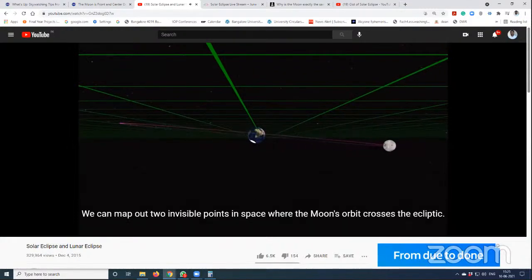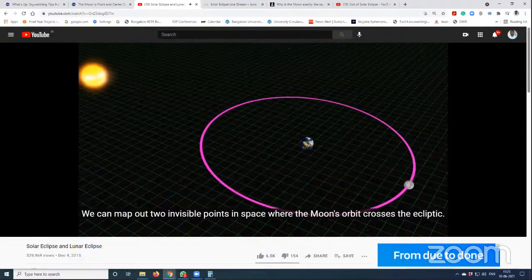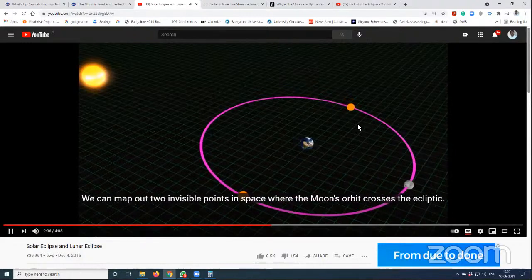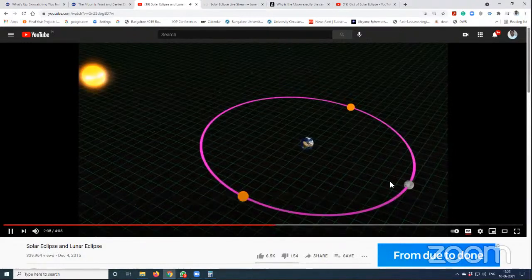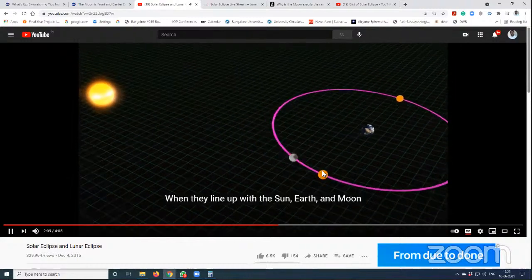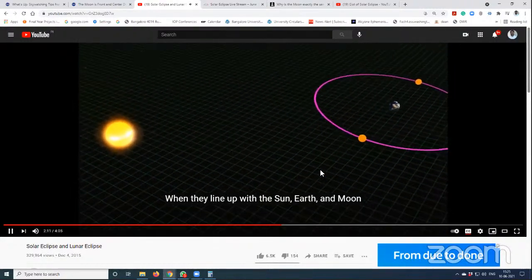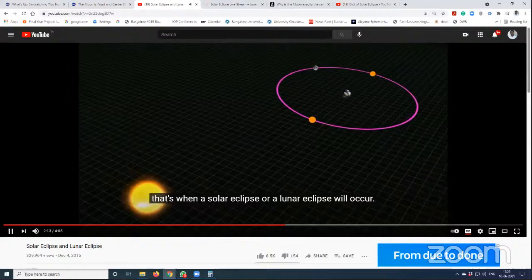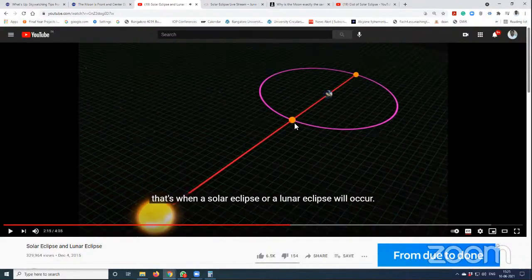We can map out two invisible points in space at which the moon's orbit crosses the ecliptic. Yeah, at two places. We call these the lunar nodes. See that, the moon is here, the sun is on the other side. When they line up with the Sun, Earth, and moon, that's when a solar eclipse or lunar eclipse will occur. There, see, the moon is there between the Earth and the sun.